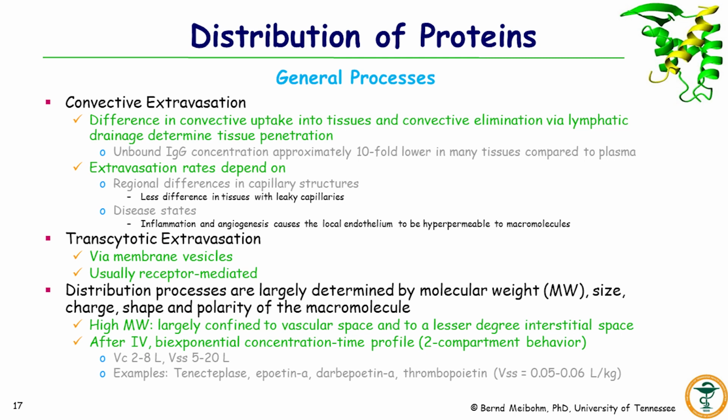Examples are provided here: erythropoietin alpha, darbepoetin, tenecteplase, and thrombopoietin as some examples that have a volume of distribution at steady state between 0.05 and 0.06 liters per kilogram.